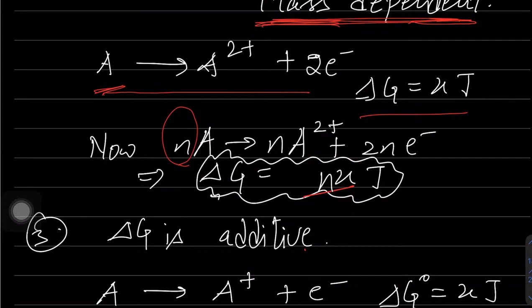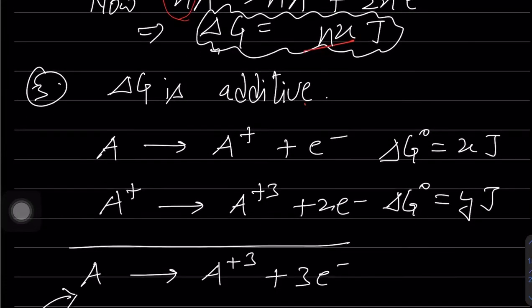Everybody understands that? Mass dependent, extensive, means if we multiply the equation by any factor n, then the value of delta G will also be multiplied by a factor n. Everybody understands that? Okay, so now we are going to property number 3. Delta G is additive. So dear students, first of all you need to understand, if I am writing delta G, it is already understood that we are talking about delta G naught as well. Everybody understands that? Very well.